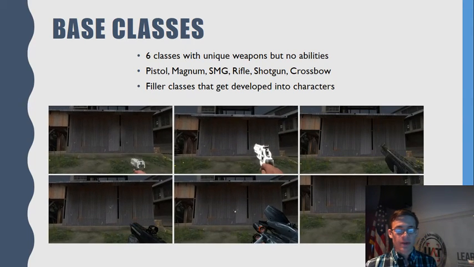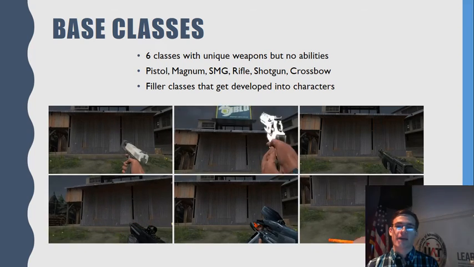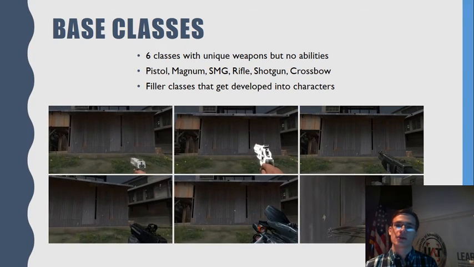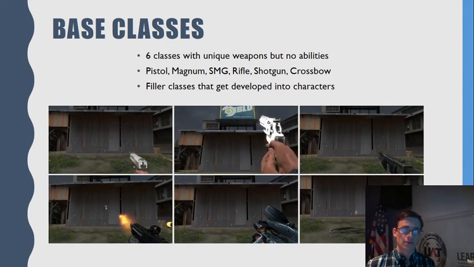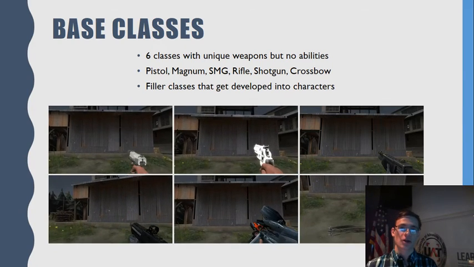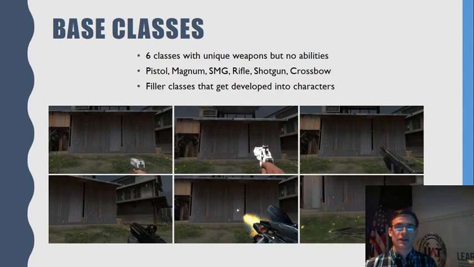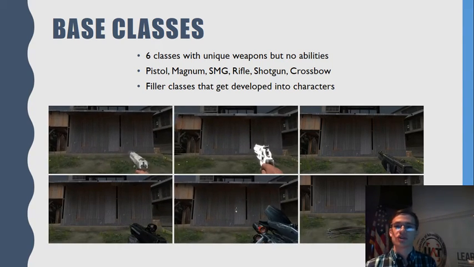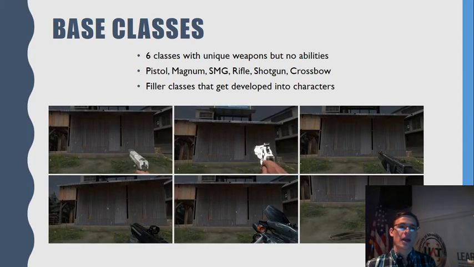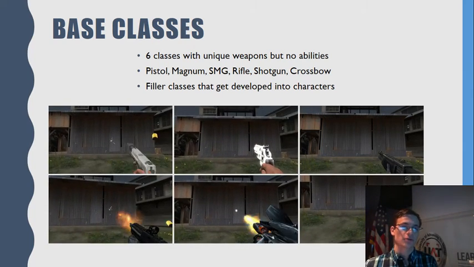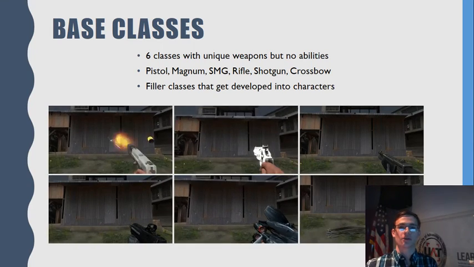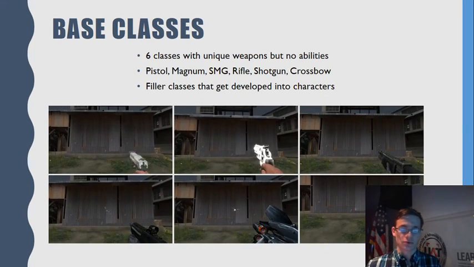So these are 6 base classes, just the Half-Life weaponry that comes with all the Source games: the pistol, magnum, SMG, rifle, shotgun, crossbow. And what was significant about this is every one of these is eventually going to turn into a full character, and then obviously other weapons that aren't, you know, simple guns.